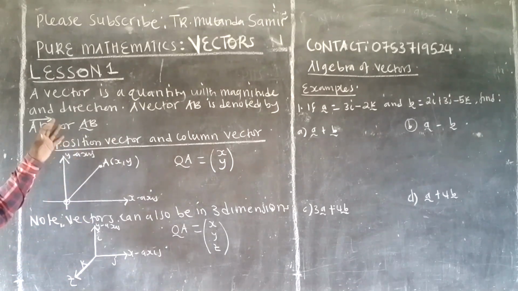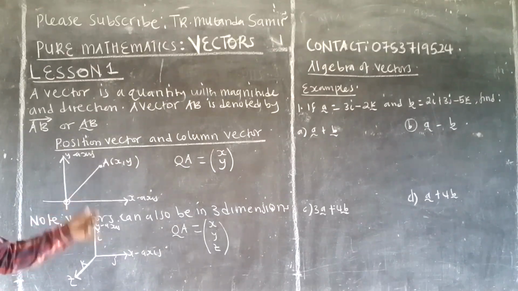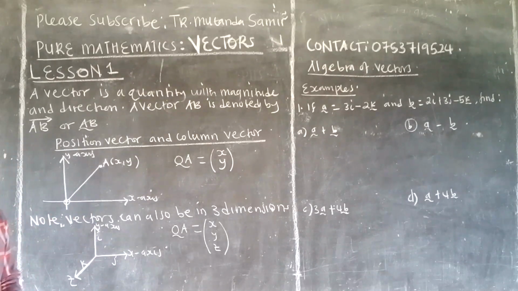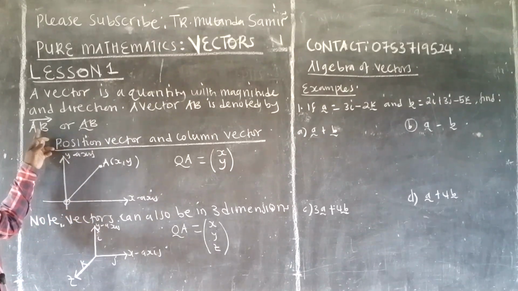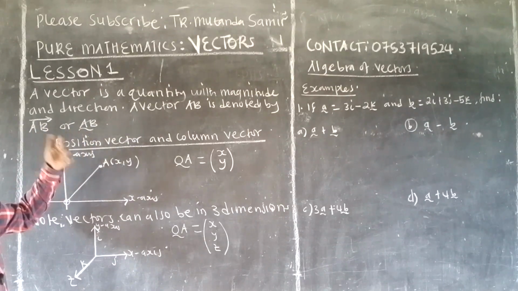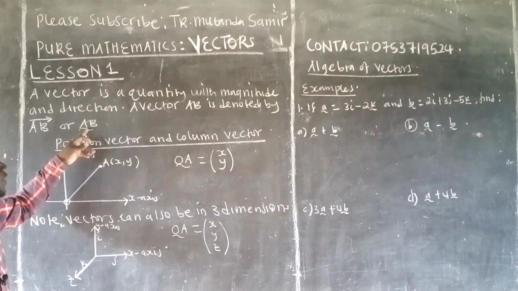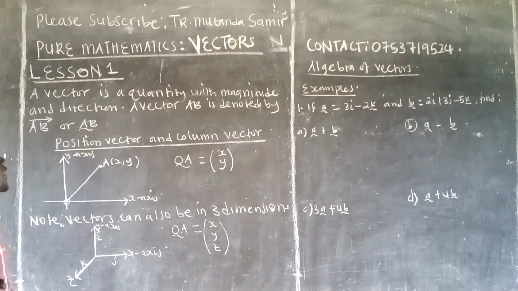So we are saying that, by definition, a vector is a quantity with magnitude and direction. Then they are saying that a vector AB is denoted by AB with an arrow up or AB with the wavy line. So when writing a vector, you can use this or this, but for the course of our topic, we shall be using this. A wavy line or this, that all means a vector.